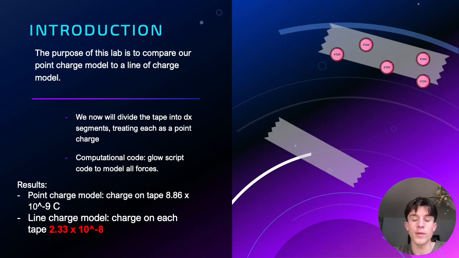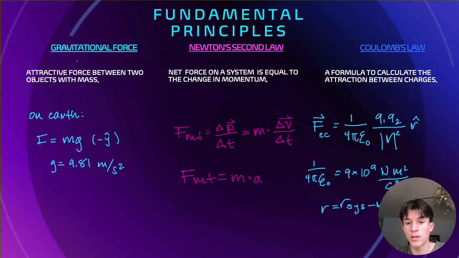So the purpose of this lab is to compare our point charge model to a line charge model for the tape experiment. In this, we'll divide the tape into delta x segments, treating each as a line charge. We'll also be using a GlowScript computational code to model all these forces, and the results are that this time we got 2.33 times 10 to the negative 8 coulombs, whereas last time we got 8.86 times 10 to the negative 9 coulombs, so more charge.